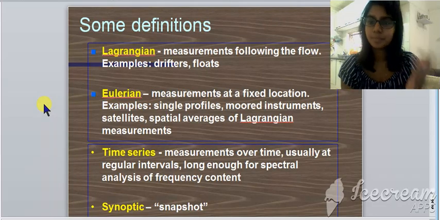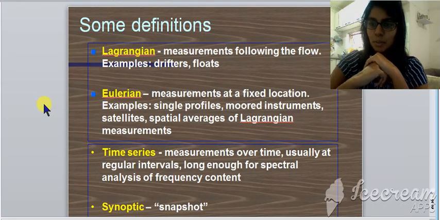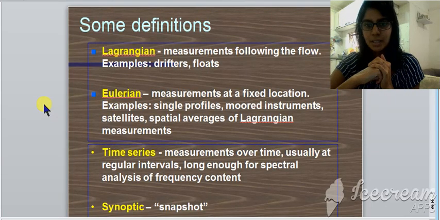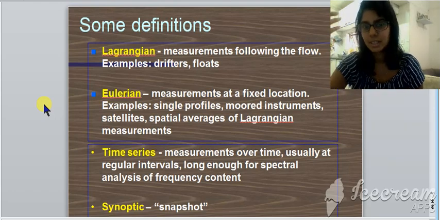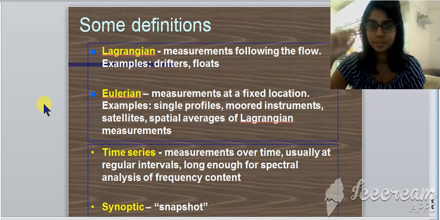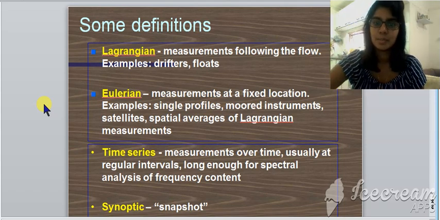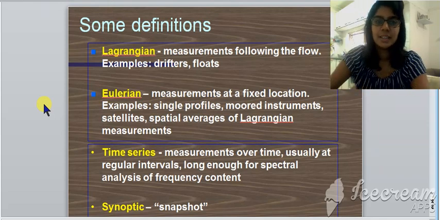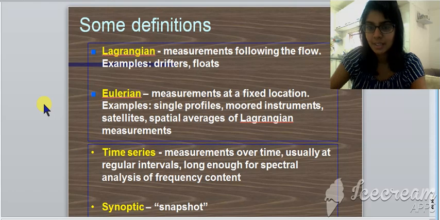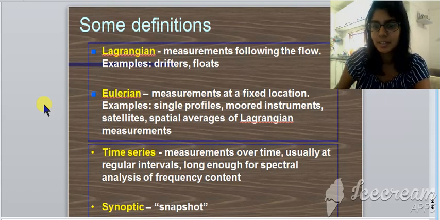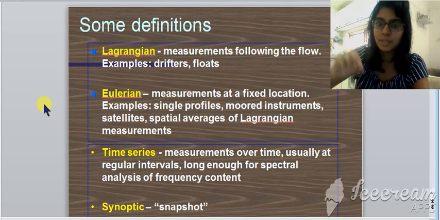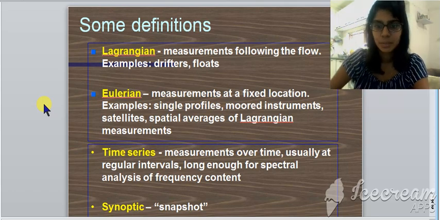So first of all, some important terms that you will need to familiarize yourself with. We've got Lagrangian. It basically means measurement following the flow. And Eulerian is a measurement at a fixed location. So one is following, one is fixed. Time series, so if you have done stats, you're looking at a time span, and at a fixed point, you measure a particular property, comparing it with time.